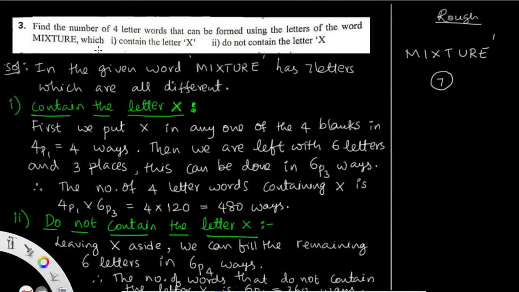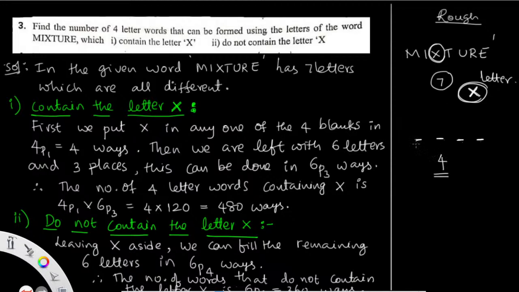In this, the first part says the word contains the letter X. MIXTURE already has the letter X. The letter X can be in the first place, second place, third place or fourth place, so we can put X in any one of the 4 blank places. How many ways? 4 ways.